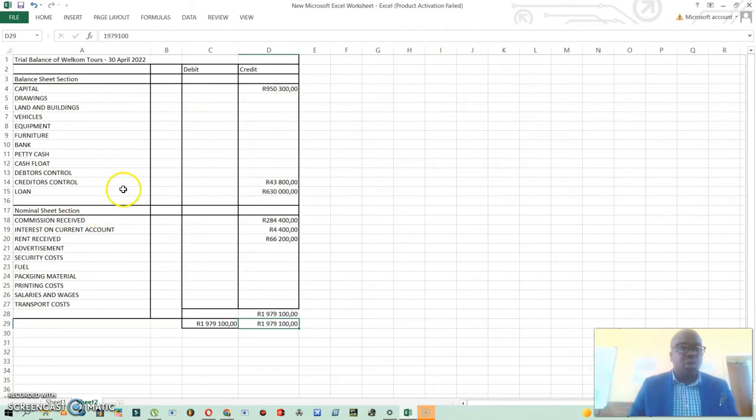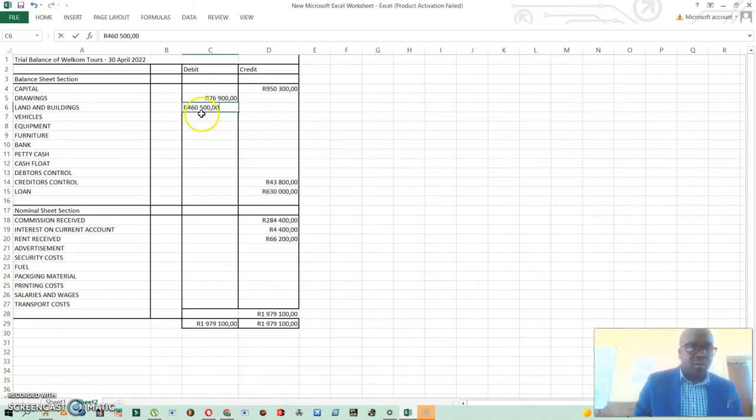Then when you come to your nominal account, you'll see that you have only taken the commission received, the interest received, and the rent received. They are on the credit side of the nominal account. That means from the balance sheet section, we will be left with drawings of 76,900. You will also have the land and building of 460,500.